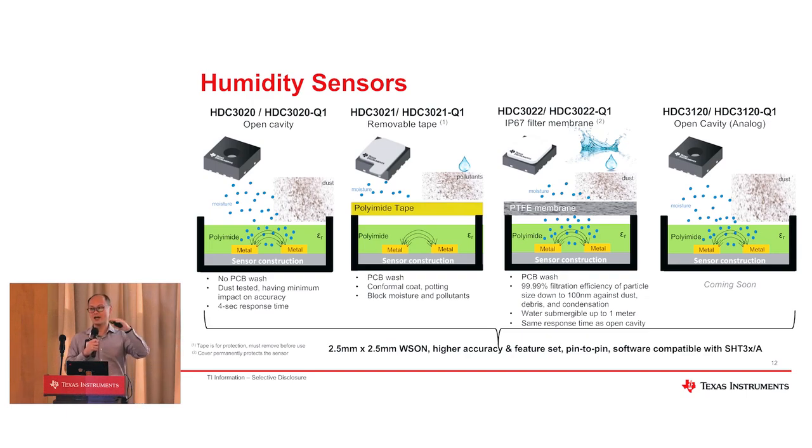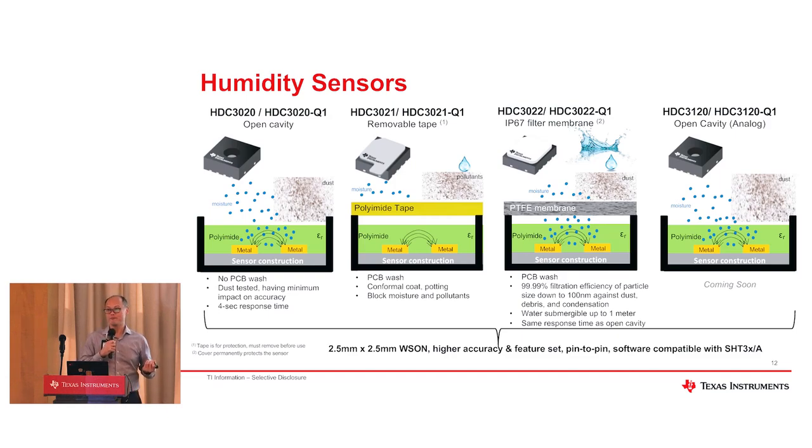So to overcome those problems, in case your system gets wet and so forth, we have the removable tape solution to help you through your manufacturing process. After you go through your PCB reflow and everything else, you can peel off the tape if you want to. Then at least your sensor remains in perfect condition on day 1 of deployment. Then there's another category, the HDC3022 with the IP67 filter membrane.